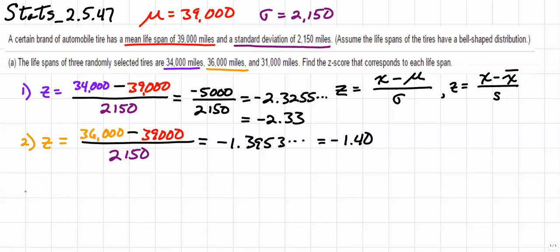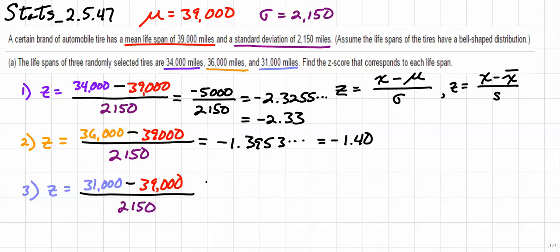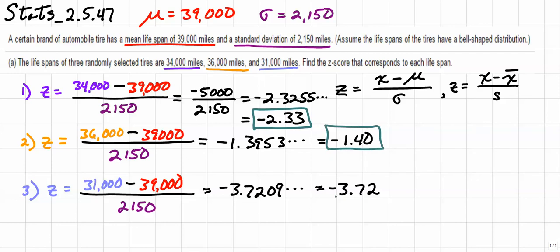Then for the last one, we're looking at a value of 31,000 miles, so the z-score will be equal to that data value of 31,000. We will subtract from that the mean of 39,000, and then we'll divide that by the standard deviation of 2,150, and that will be equal to negative 3.7209, and that goes on, and so we'll round that to 2 decimal places, negative 3.72. So these will be the 3 z-scores that we were asked to find in this particular problem.